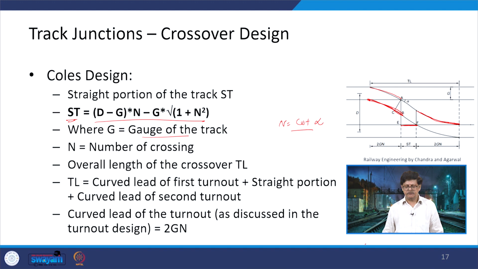So, if we go by that, it means there is a curve lead here and as well as a curve lead on the other side. So, there will be two curve leads, of the first turnout and of the second turnout, and in between there is a straight portion projection on the main track. And this curve lead has been observed to be 2gn. If you remember, that was given as g into under root of 1 plus n square plus gn, and we said that 1 plus n square is approximately equal to n square only. Therefore, under root n square is n. So, we have gn plus gn and that was 2gn.